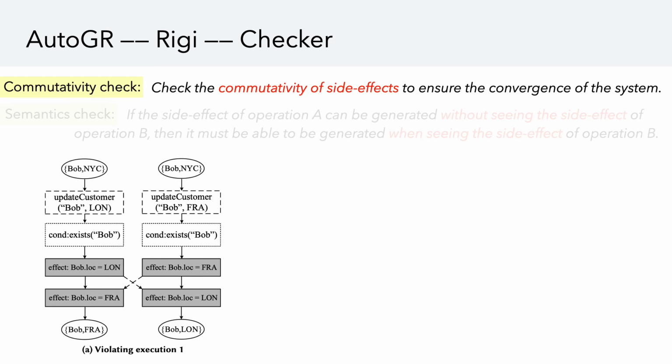Here in the figure, two concurrent requests of the update customer operation are submitted to two data centers to change the location of Bob from New York to London and France, respectively. When the side effects of the two requests are replicated across the two sites in different orders, the resulting states will differ. To preclude this kind of anomaly, we need to check the commutativity of side effects produced by operations in a pairwise fashion and add a restriction to coordinate the generation of any pairs of side effects that do not commute.